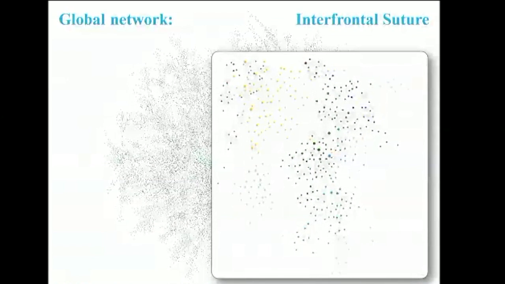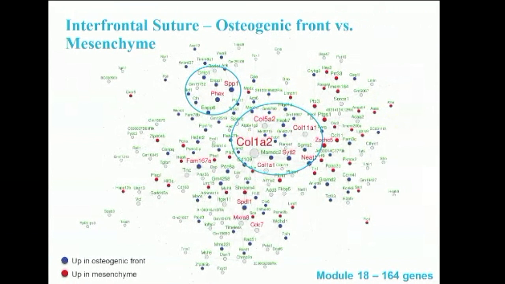And then you can start to test each of these clusters for the kind of contrast that you're interested in analyzing. So we have begun to do that for the interfrontal and coronal suture data sets. So one of the modules that we identified here, based on the differential expression between suture mesenchyme and the osteogenic front, is indicated here. So each gene is a node in the cluster. Each connecting line is evidence for significant co-regulation across all our data sets.